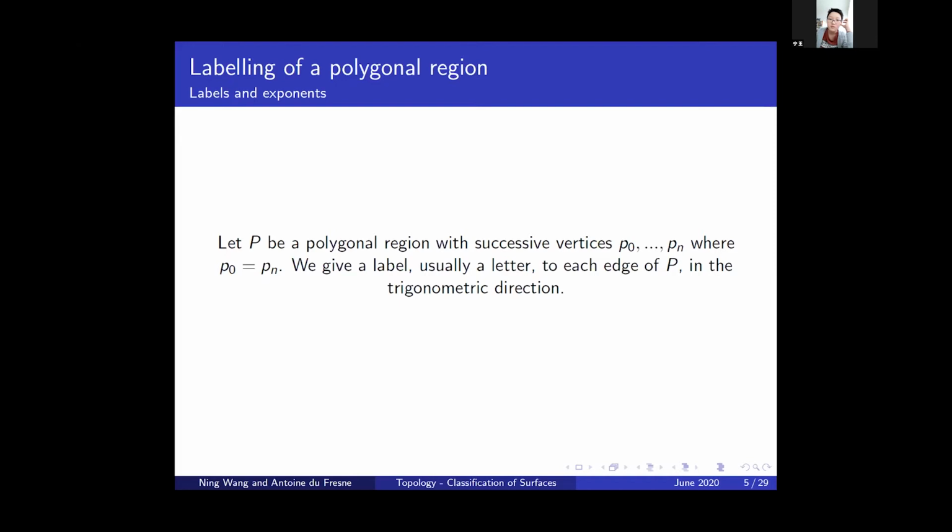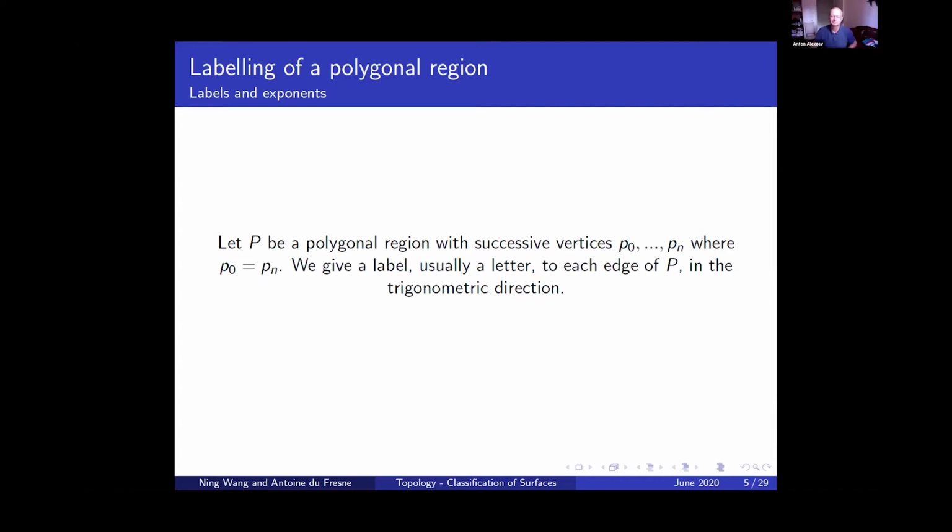Sorry, I have a very silly question. Which direction is trigonometric? Clockwise or counterclockwise? Just for me to know. Counterclockwise. Okay. So in particular, the point P0 will be defined with the center of the circle, and we give arbitrary angles.